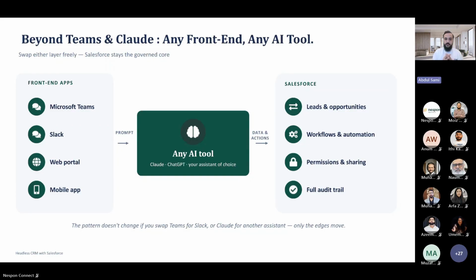You can use Claude if you want. You can use ChatGPT or any assistant of your choice. But Salesforce remains the same, so your backend is the same. The changing part is your front end. That is what Headless 360 is. The pattern doesn't change. If you swap Teams for Slack, or Claude for another assistant, only the edges move.